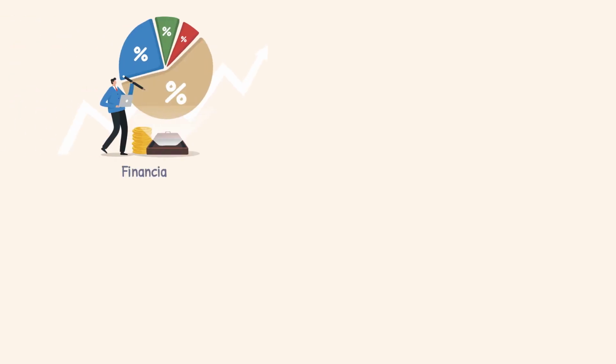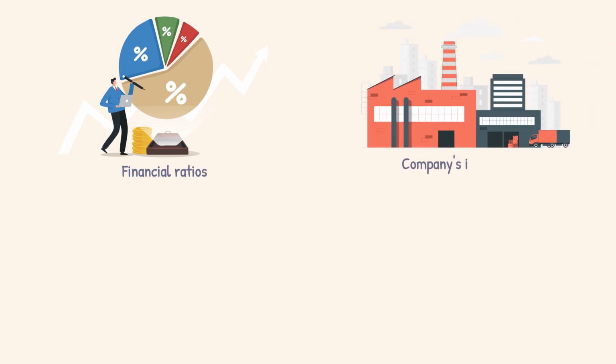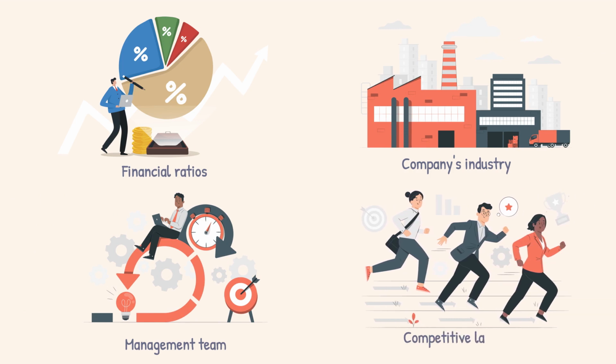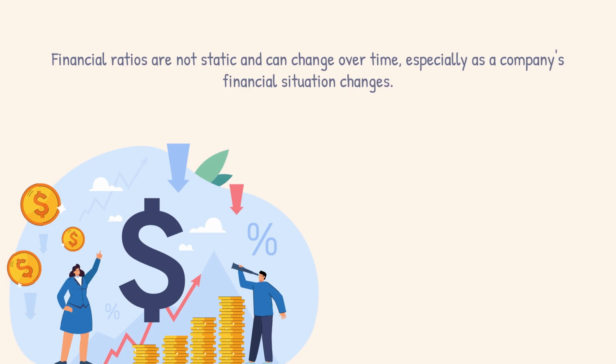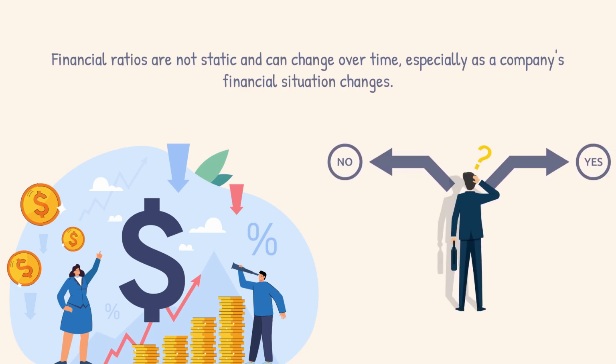Now that we have covered the 10 most commonly used financial ratios for stock investing, it is important to note that these ratios should not be used in isolation when making investment decisions. It is crucial to also consider other factors such as the company's industry, management team, competitive landscape, and overall economic conditions. Investors should also keep in mind that financial ratios are not static and can change over time, especially as a company's financial situation changes.